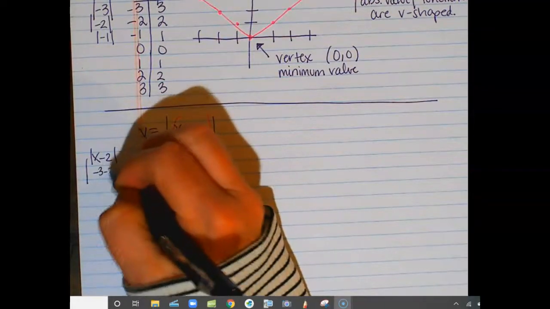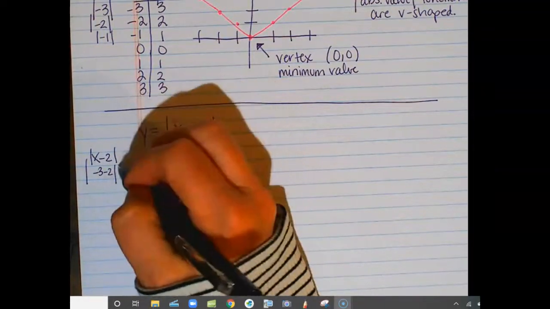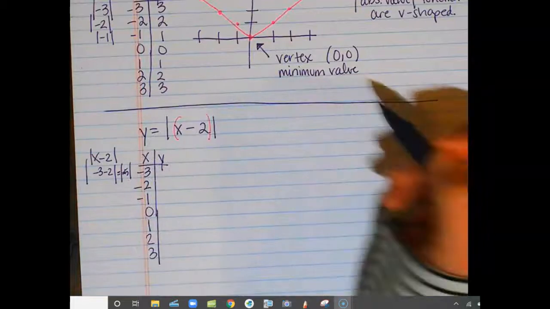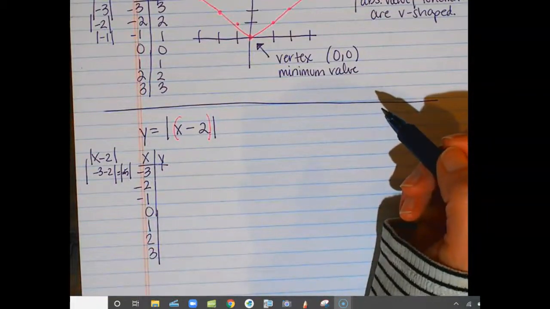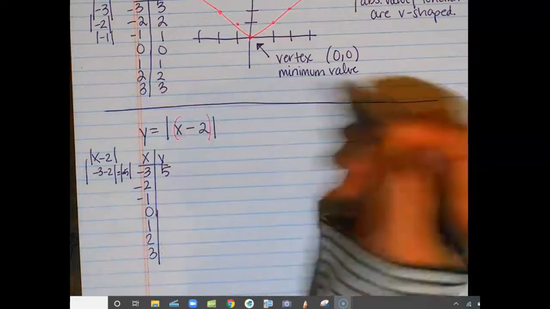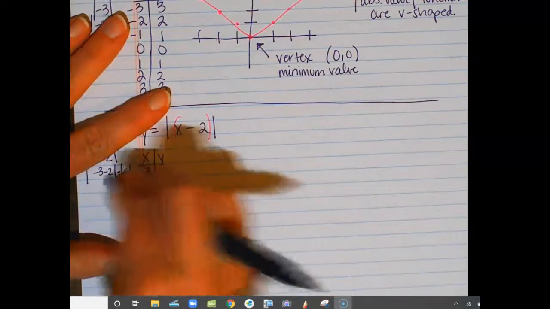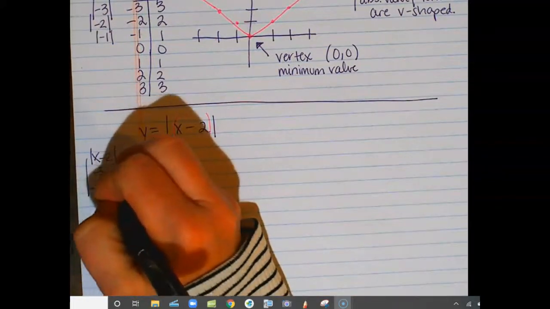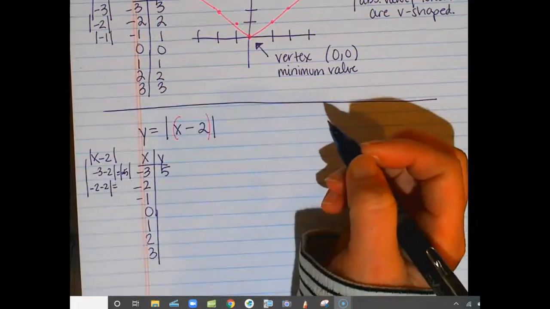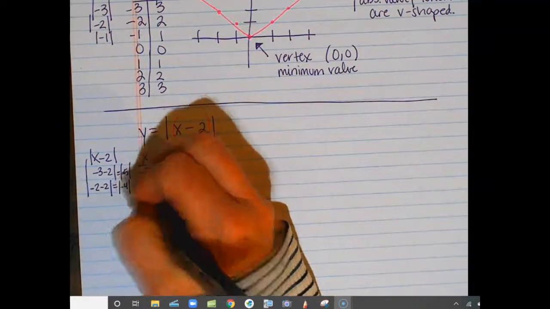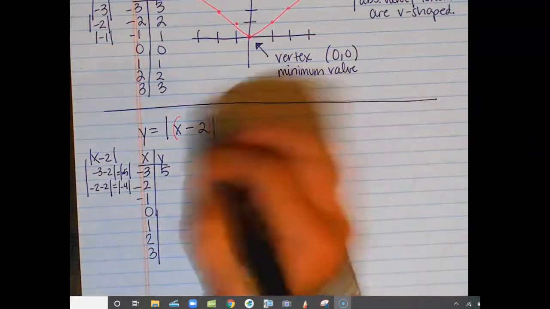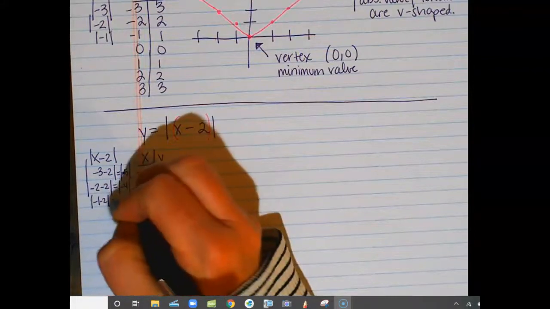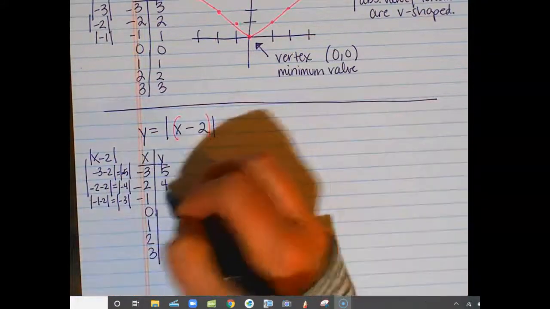-3 minus 2, that's going to be -5, which is really little. I should have made that larger, sorry. Absolute value of -5 is 5. I'll make this one better. Let me make some room. Okay. Then I have the absolute value of -2 minus 2, and that is -4 inside the absolute value. -4 absolute valued is 4. Then I have -1 minus 2, that's going to be -3. That's going to be 3.